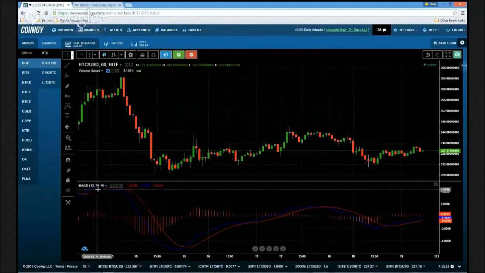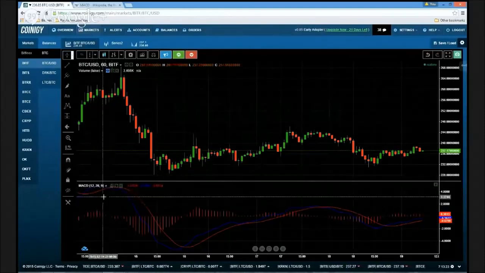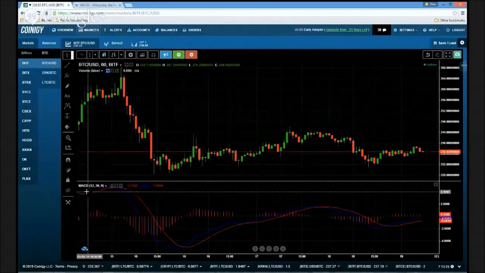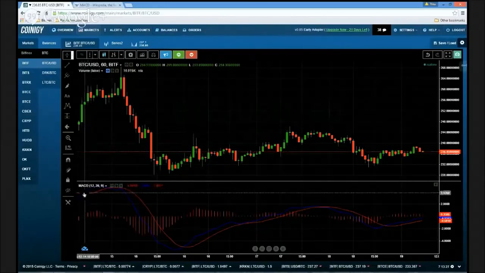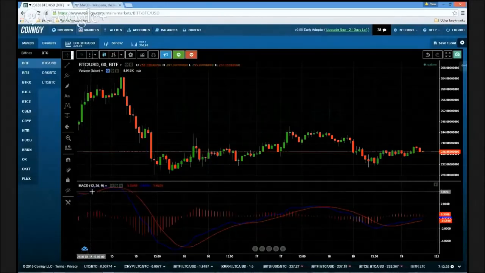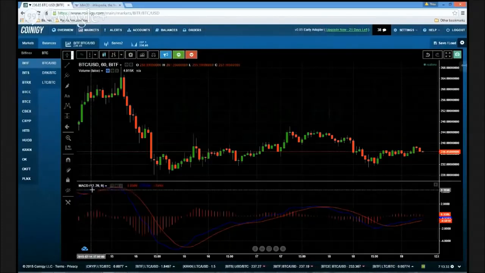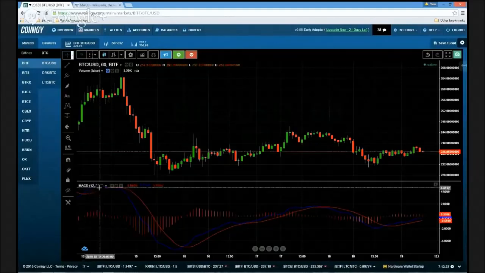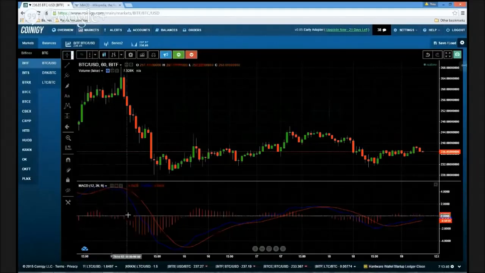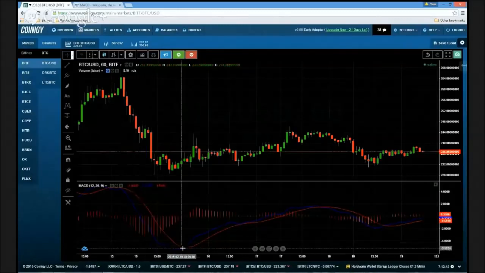It's set up at 12, 26, and 9. So what this means is, the MACD, remember it stands for Moving Average Convergence and Divergence, is going to literally look at the relationship between the 12-period exponential moving average and the 26-period exponential moving average. And that's basically what this blue line is.